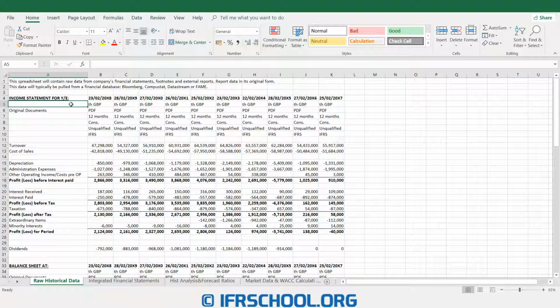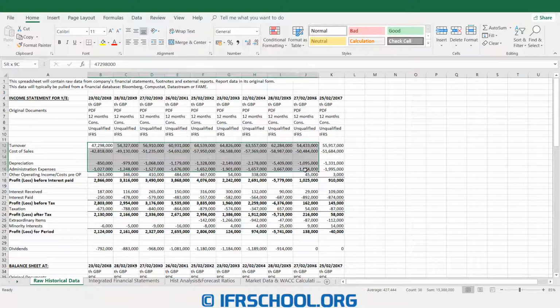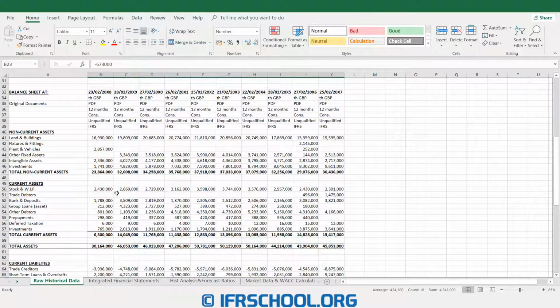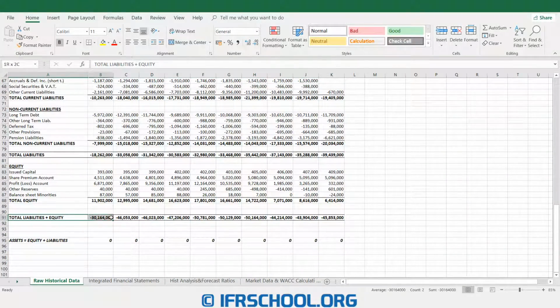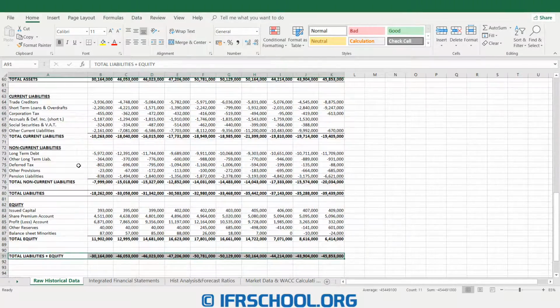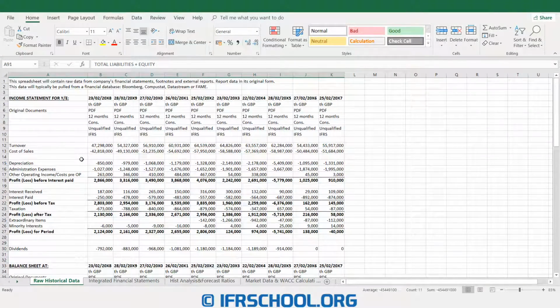I have tidied up the FAME data by deleting unnecessary sub-accounts and subtotals. I've also made sure that the totals in the income statement add up, and that the balance sheets balance. In other words, the total assets listed in the balance sheet equal the total liabilities plus the total equity. This is necessary to make sure that we don't double count or exclude any line items when preparing the integrated financial statements.